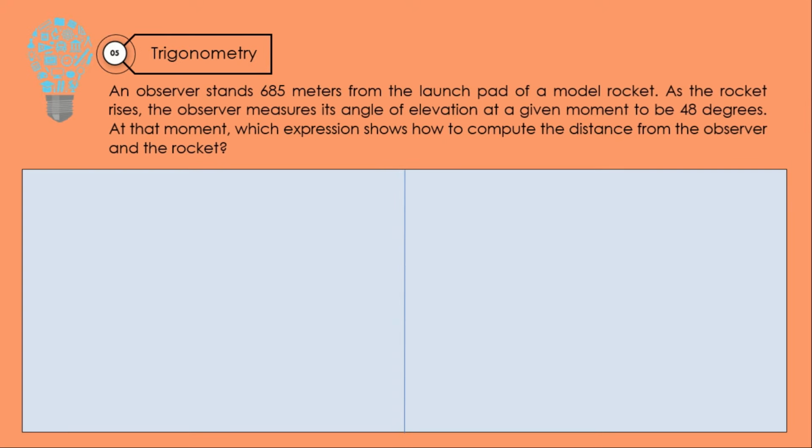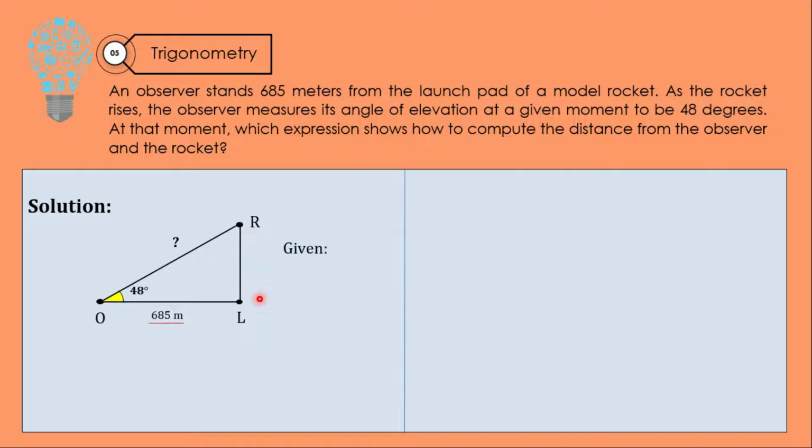Let us first illustrate the problem. An observer O stands 685 meters from the launch pad, and as the rocket rises, the observer measures its angle of elevation at a given moment to be 48 degrees. Now we have here a triangle with an angle and an adjacent. So we are asked to find the hypotenuse.